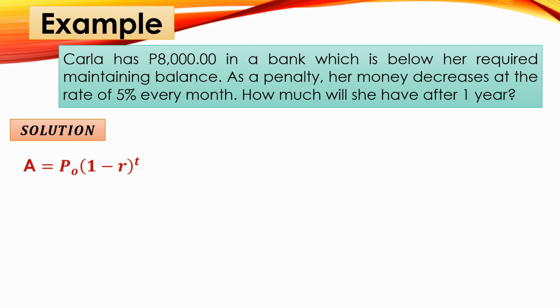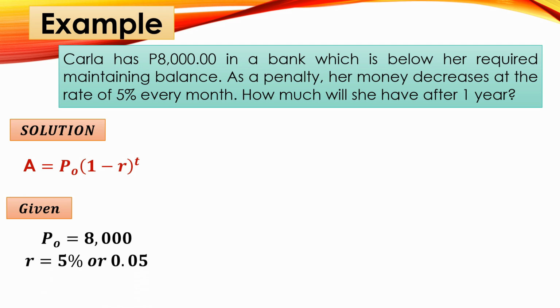So, ang gagamitin natin na formula ay 1 minus r. Bakit daw? Kasi nga po, decreasing. Magdi-decrease yung kanyang amount. Which is our given is P sub 0, which is the initial amount, which is 8,000. And our interest rate is 5% or 0.05. And our t is 12 months. 12 months kasi every month siya magbabawas ng 5%. And then it is equivalent to 1 year.